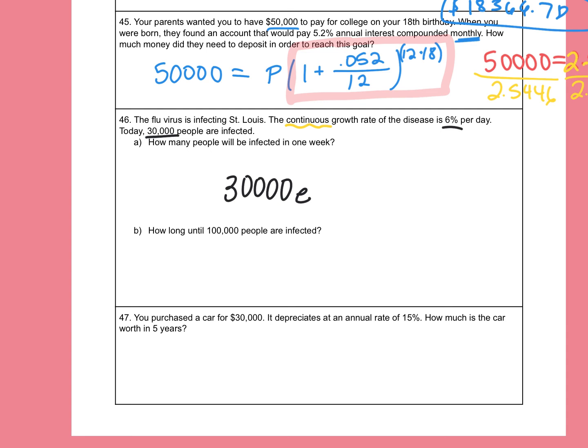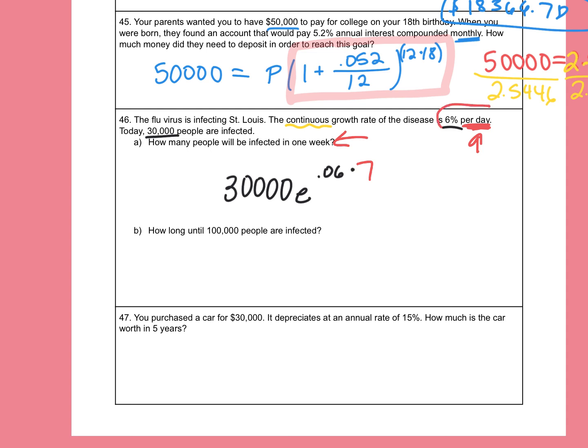E to the R times T power, so the rate is 0.06, and it says in 1 week. So we want to look at the compound rate. So it says that it's growing 6% per day. So since that is our compound rate, we need to convert this 1 week time into that time that it gives us for the rate. So per day, so if we're doing 1 week, that is 7 days. So that's going to be our time for this one. So let me know if you have questions on that.